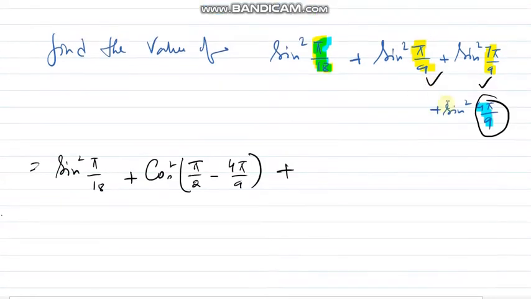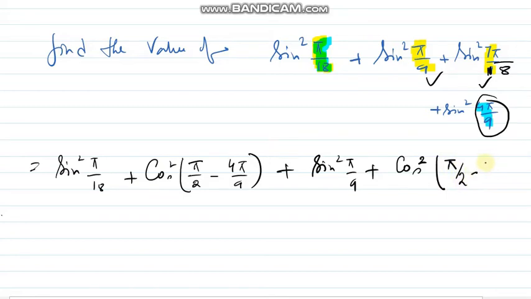So just check, if I add this 8 pi, and this is sine square pi by 9. Oh, sorry, I just wrote it wrong. This will be pi by 18. If I add these two, again I'll get pi by 2, right? So it will be sine square pi by 9 plus this sine square theta, which can be written by using the complementary angle as cos square pi by 2 minus theta.